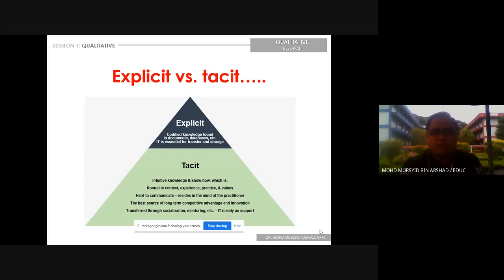However, looking at this part, qualitative research is really suitable for understanding tacit experience. That's why it relates to your research. All right. So it goes back to the purpose of your study. It goes back to your objective. It goes back to the purpose of your study.